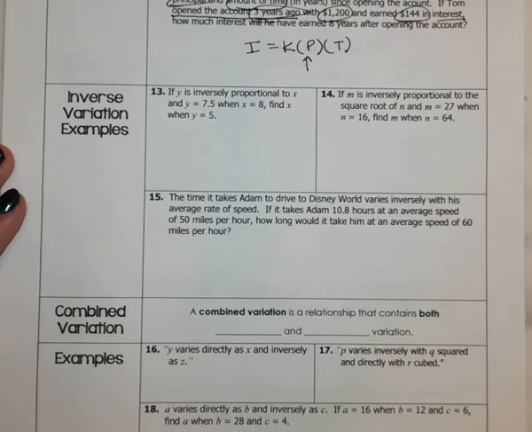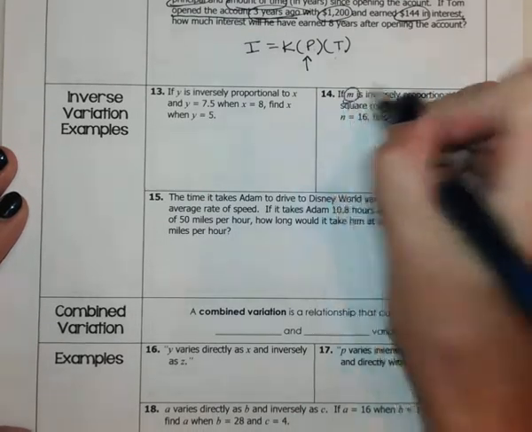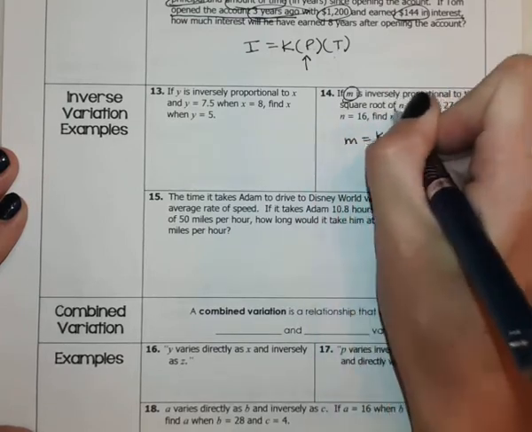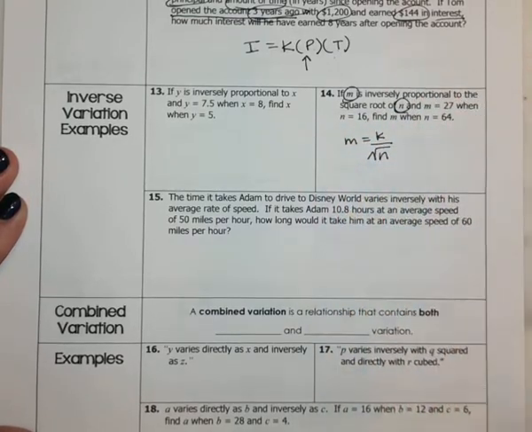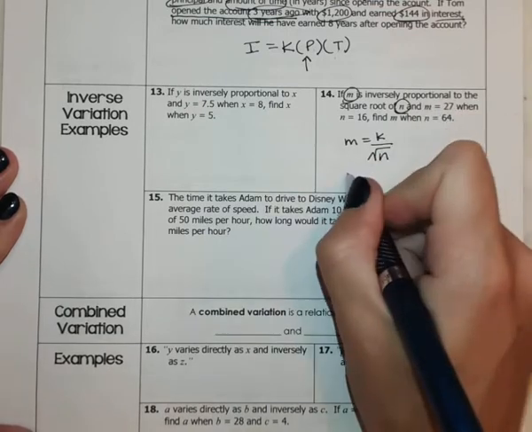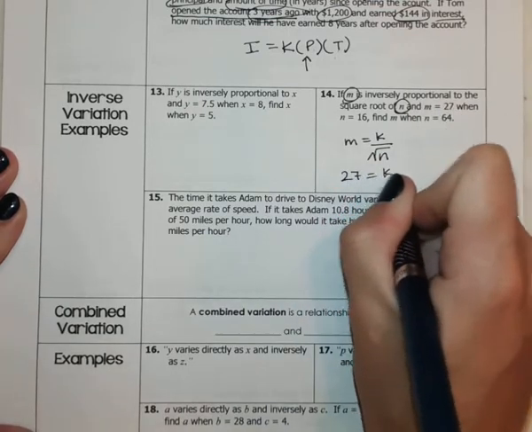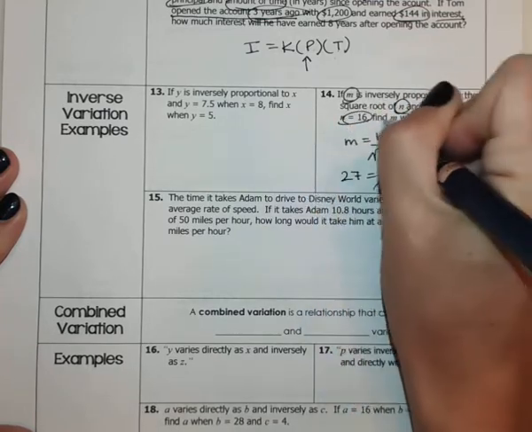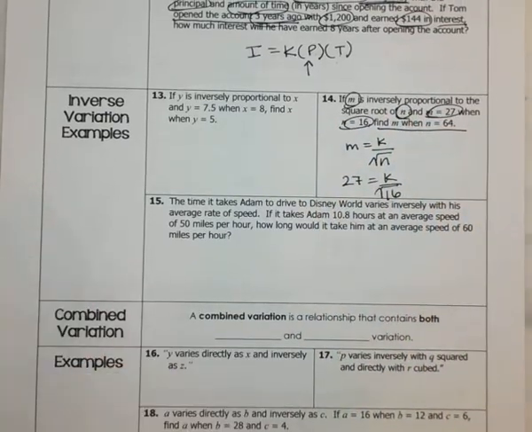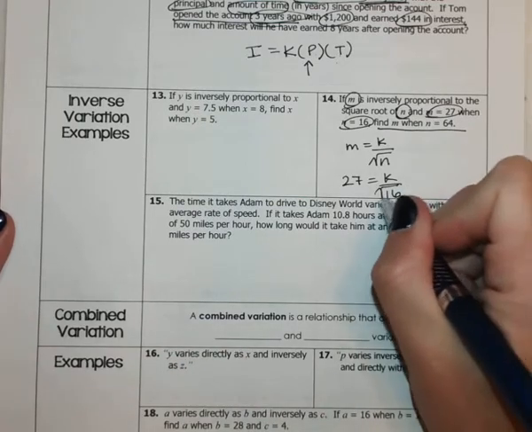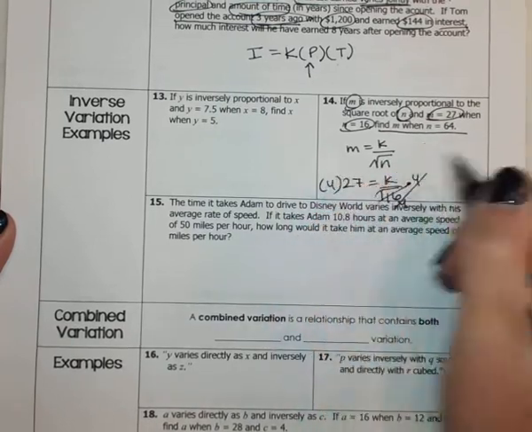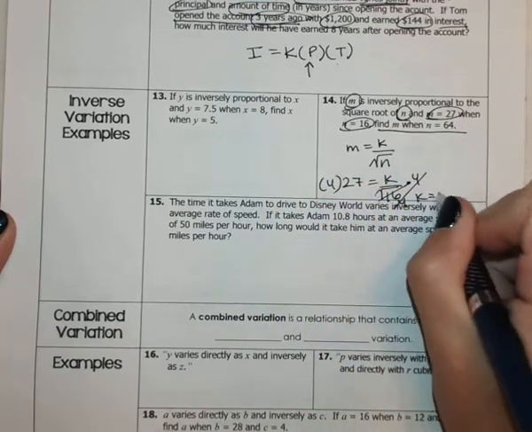The last one we looked at was the inverse variation. So the inverse has the division. So for this one, we'll set it up as m is inversely proportional to the square root of n. So square root of n. When m is 27 and n is 16, we will solve for the constant. We will not read the rest of the sentence until we have the constant, which is going to be 27 times 4. That's 4, and then you multiply by 4 on both sides. And your constant is 108.